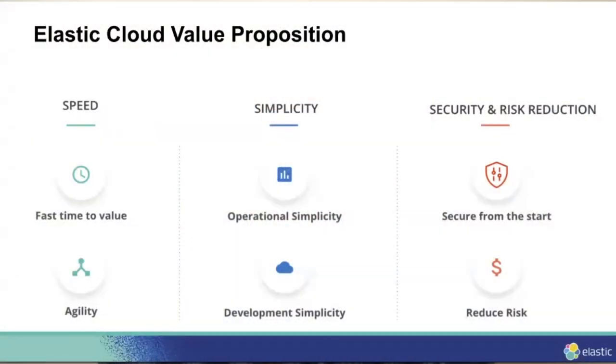Also, I'm going to talk about the Elastic Cloud value proposition. Elastic Cloud on AWS gives users the ability to run pre-built SaaS solutions for enterprise search, observability and security. Elastic Cloud makes it easy to deploy, operate and scale Elastic Stack in the cloud, and it also expedites time to value based on Elastic Cloud solutions.